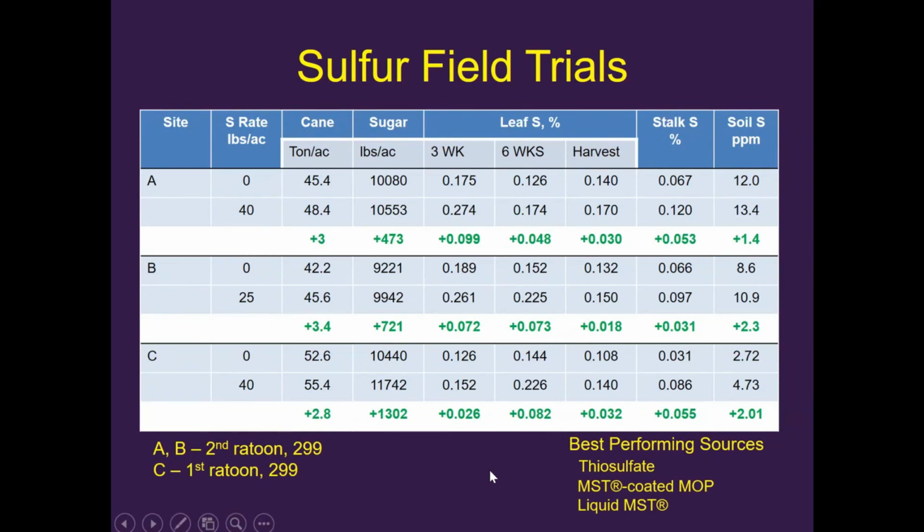Among the sources that we tested, the best performing source was thiosulfate, which is the common one that we use in our production system. There are sources that are quite promising. MST stands for micro sulfur technology. It's an elemental sulfur source, but in micro size. It's used as a coating material on muriate of potash, MOP, and as a liquid source as well that we apply or mix with UAN. Both of these sources are promising and perform, in fact, much better than thiosulfate. These are the sources that potentially stood out when looking across the trials that we conducted.